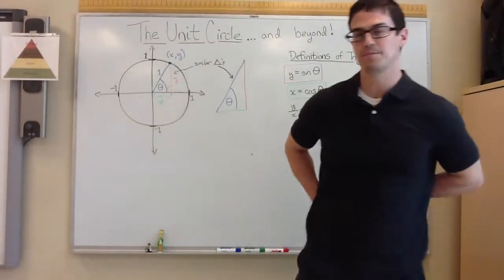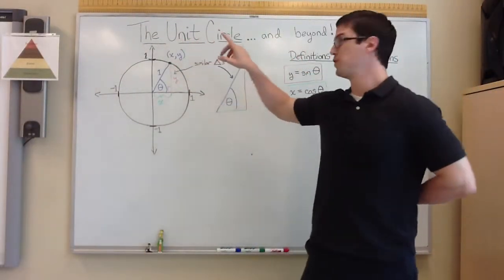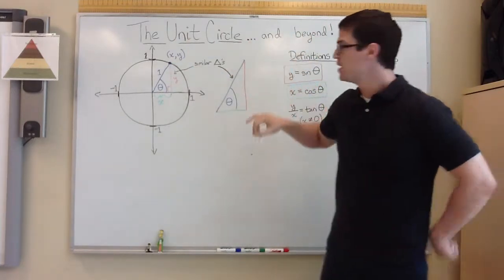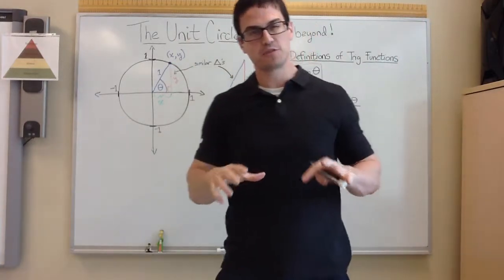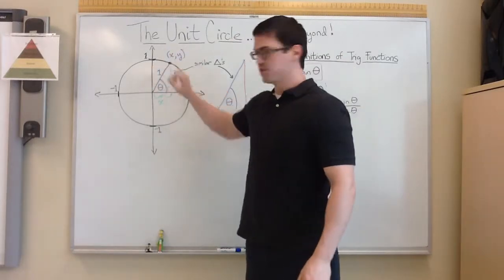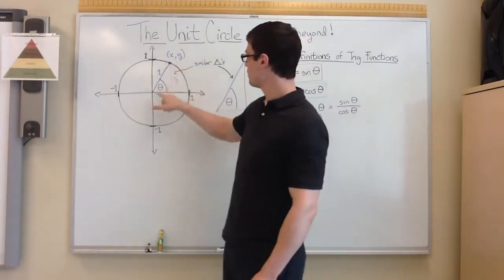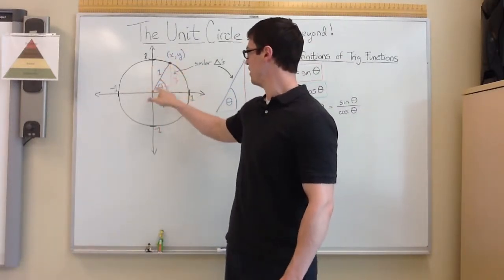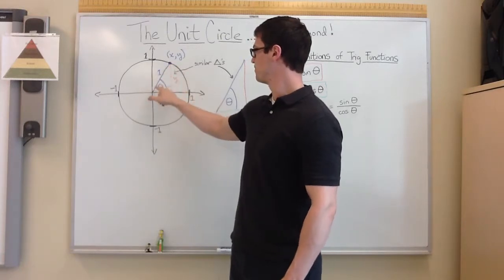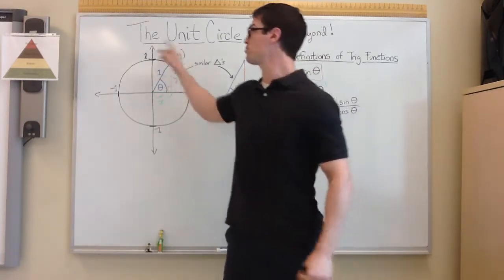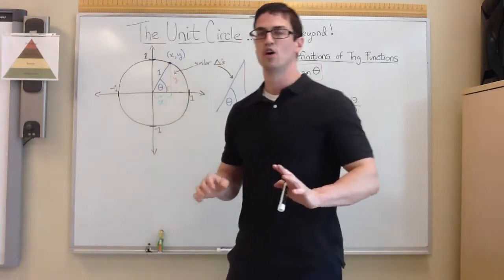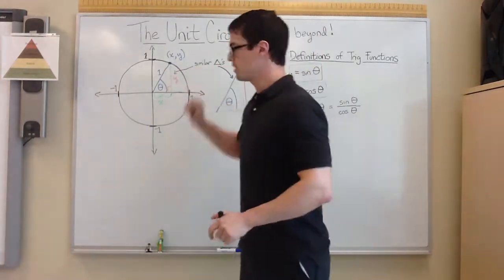Okay, so we're back. This time we're going to go over what's called the unit circle and beyond. Before, we limited ourselves to a circle with a radius of 1. Any triangle that you made, the hypotenuse was always 1, because the radius is 1. So we're stuck with that as the only triangles we can have.